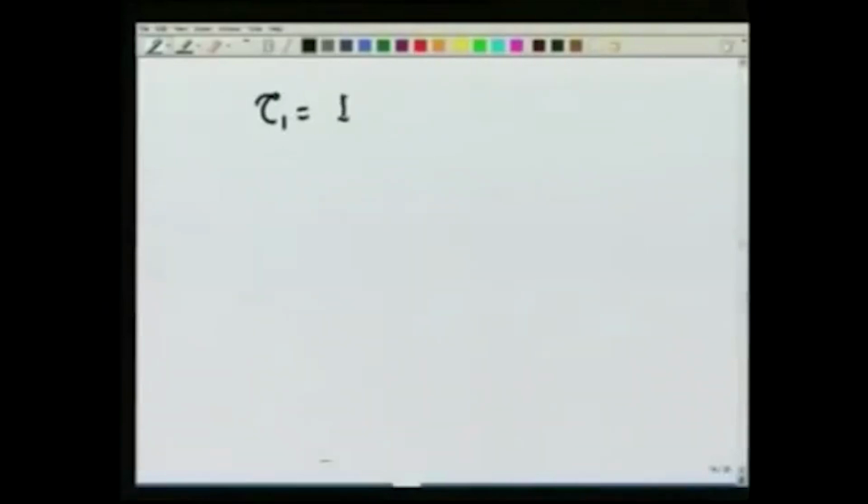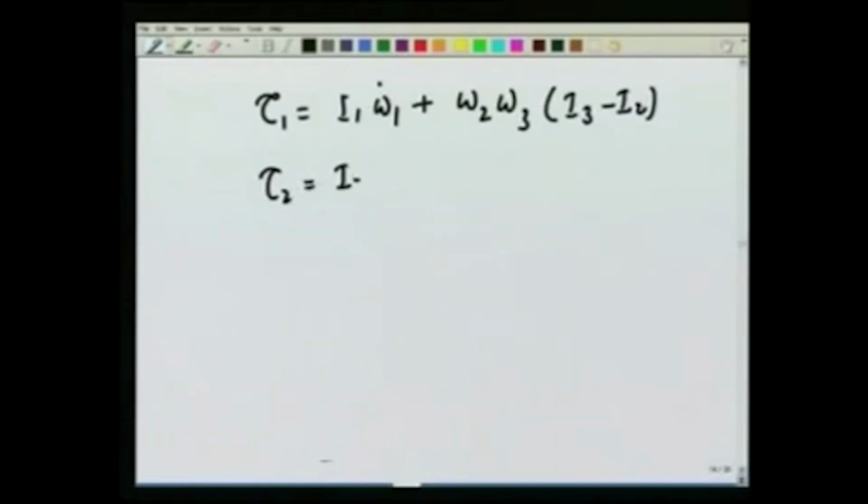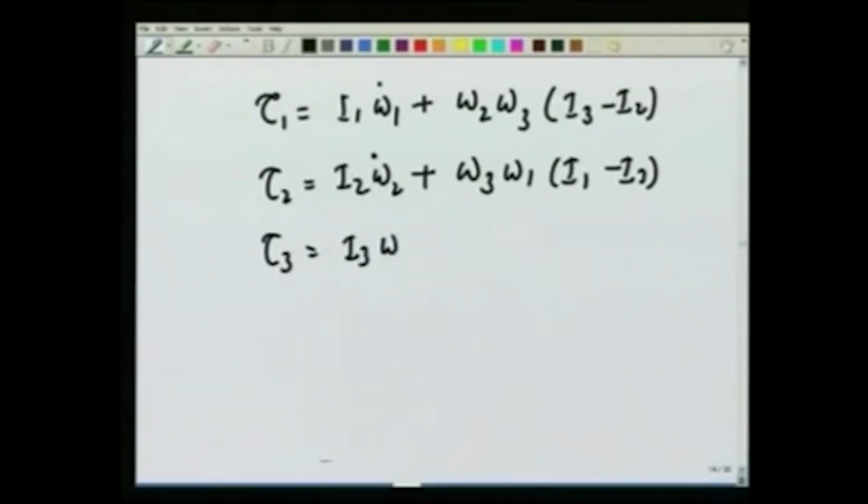So let me write the equations again. Tau 1 equals I1 omega 1 dot plus omega 2 omega 3 (I3 minus I2). Tau 2 equals I2 omega 2 dot plus omega 3 omega 1 (I1 minus I3), and tau 3 equals I3 omega 3 dot plus omega 1 omega 2 (I2 minus I1).